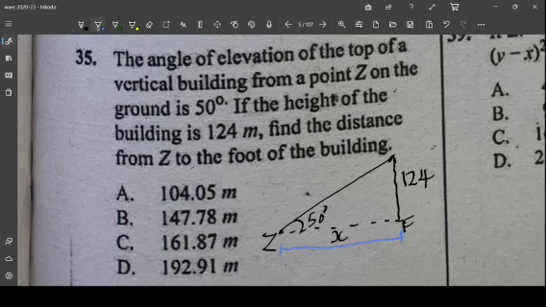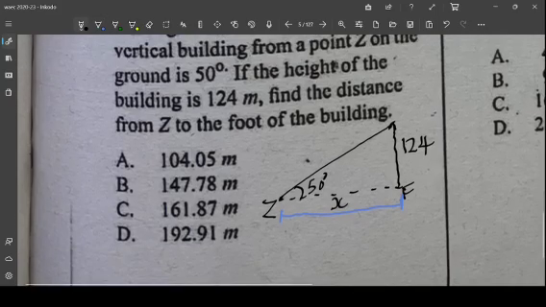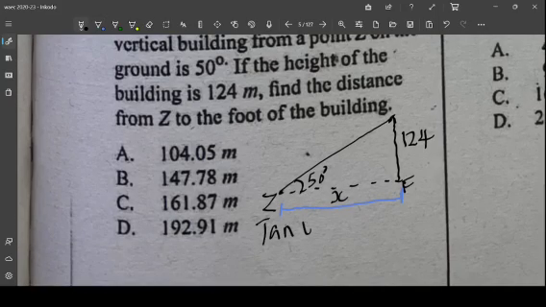Looking at this problem, we see it is something we are going to use SOHCAHTOA for. We are looking for the adjacent and we have the opposite. So I can easily use my tan. I know that tan theta is equal to opposite divided by adjacent. So I have my theta in the question. I have the opposite, which is 124, what is opposite the angle. And then I have my adjacent, which is x.